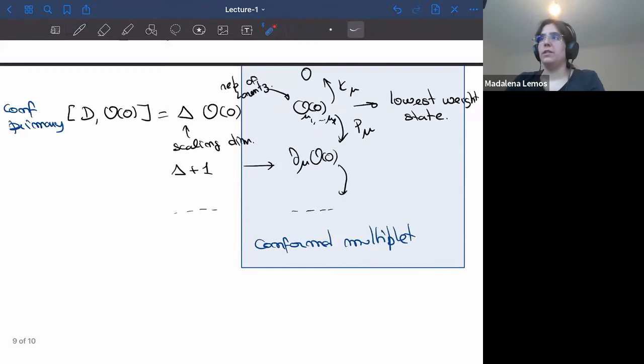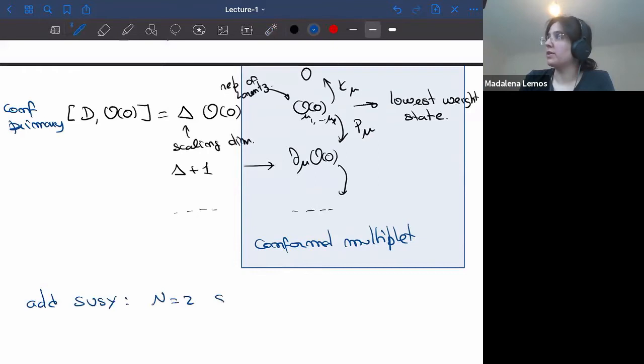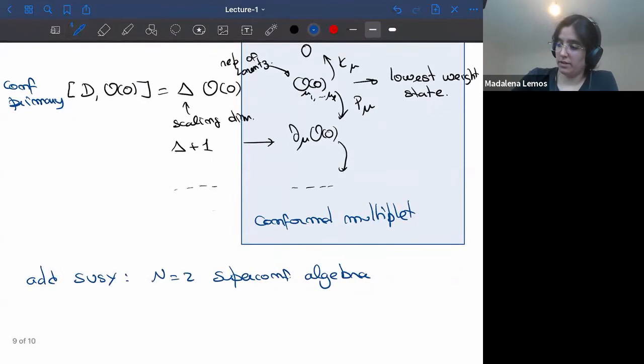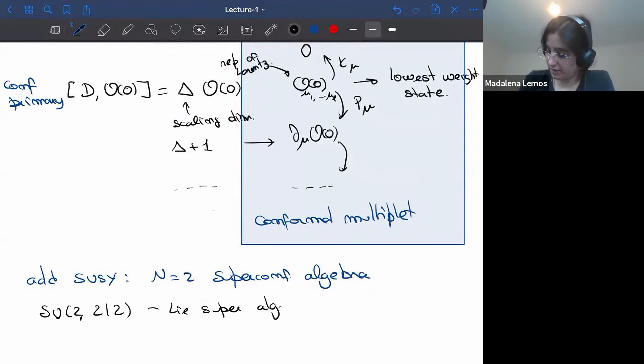So now to add supersymmetry, I need to consider the N=2 superconformal algebra. So let me write down the algebra. It says SU(2,2|2). So this is a Lie superalgebra. And for the more mathematically oriented, this is just a Z2 graded algebra.